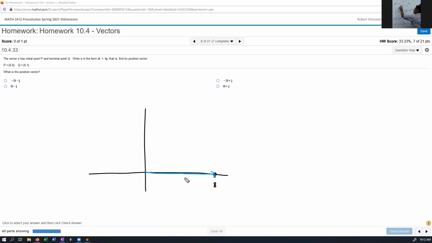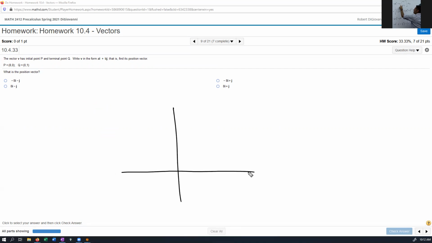Oh, I'm sorry. Let me start this over. Hold on. They didn't give us vectors. They gave us points. Okay, so we have a point P that's right here. That's the point 8, 0. And then we have Q, which is the point 0, 1, which is here. So the initial point is P and the terminal point is Q. So the vector we're looking at is the vector that goes from P to Q.